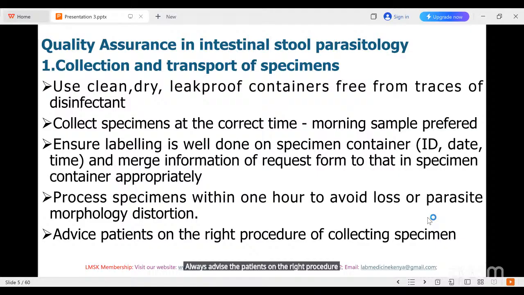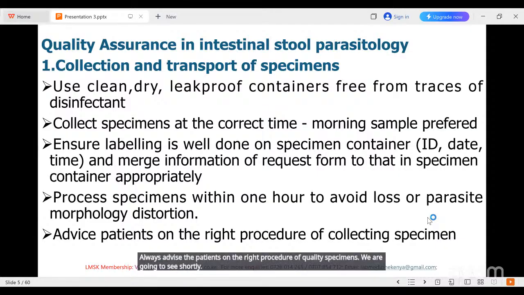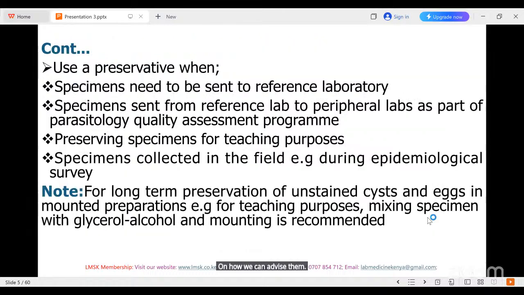Always advise the patients on the right procedure of collecting these specimens. We are going to see shortly how we can advise them to collect the specimens.